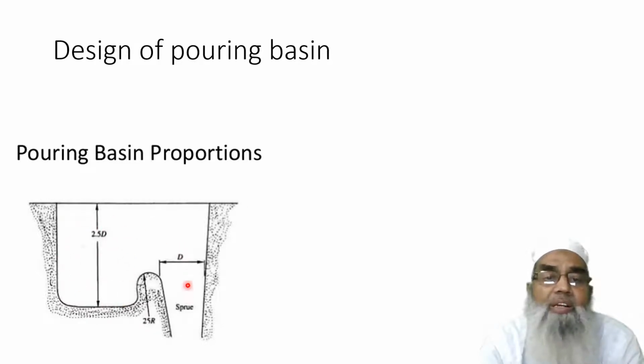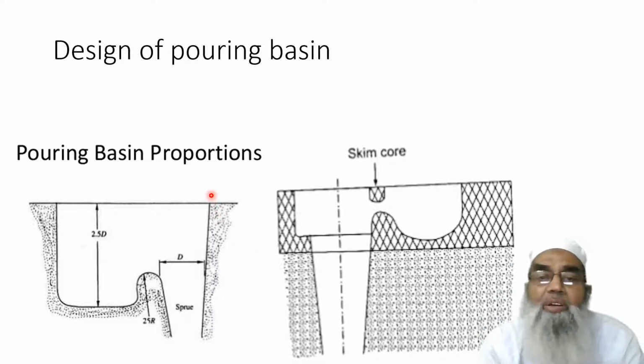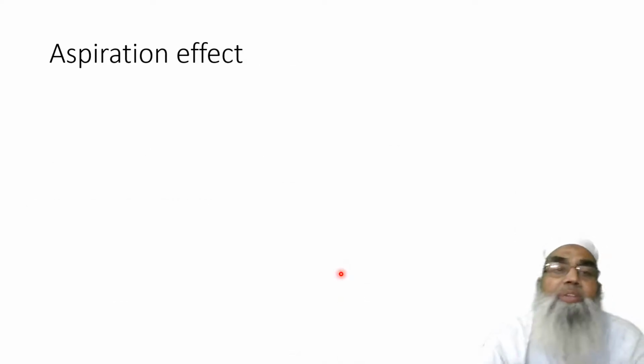From there it will start flowing to the mold cavity. In some cases, mostly for low density material, we provide a skim core or a skim bob, so that slag or dross floating on the metal may not get into the basin. It may be properly filtered, and only the pure molten metal should go into the sprue and then to the cavity.